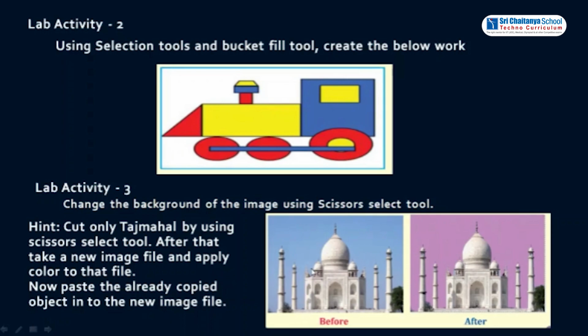Once you do that, you can just cut the image and paste it in another image where the background color is pink. Cut only the Taj Mahal by using the scissors select tool. And once you do that, what you have to do? Take a new image file with the background color of pink, and just place this image from one image to the other image. So this is your lab activity 3. Hope you enjoyed it, right?